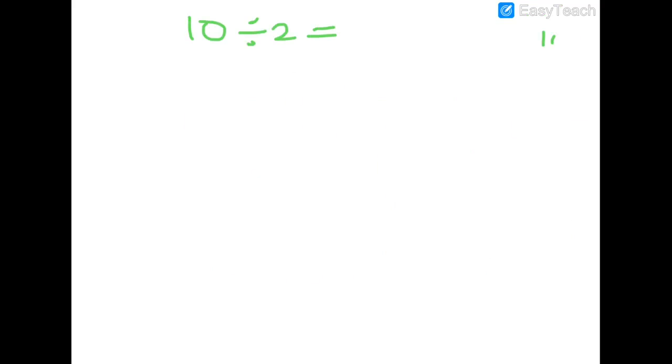First you have to do that. 10 and 2. So how many 2s are 10? 5 2s are 10. So 10 minus 10, 0. So 5.